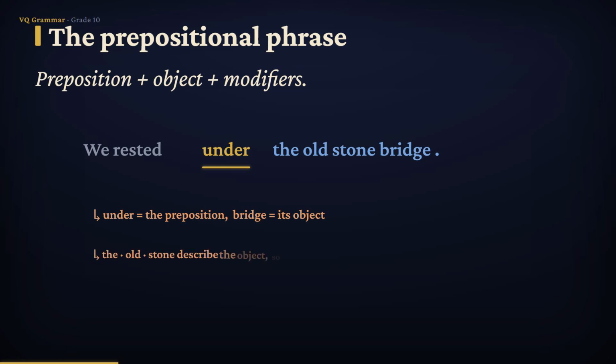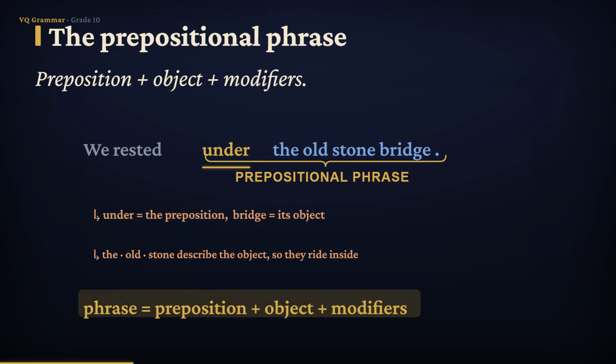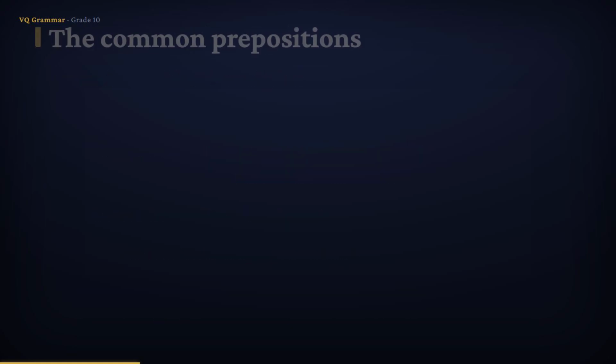Now notice the small words the, old, and stone. They describe the object, so they write along inside the phrase too. Put it all together and you get a tidy formula. A prepositional phrase equals the preposition plus its object plus any modifiers of that object.